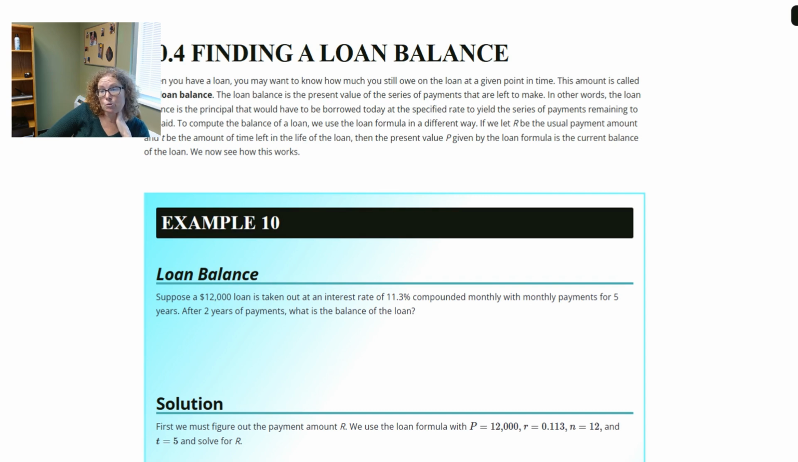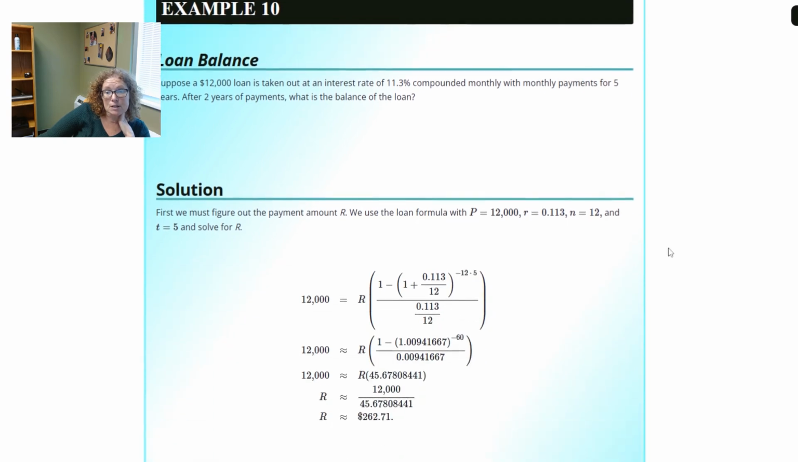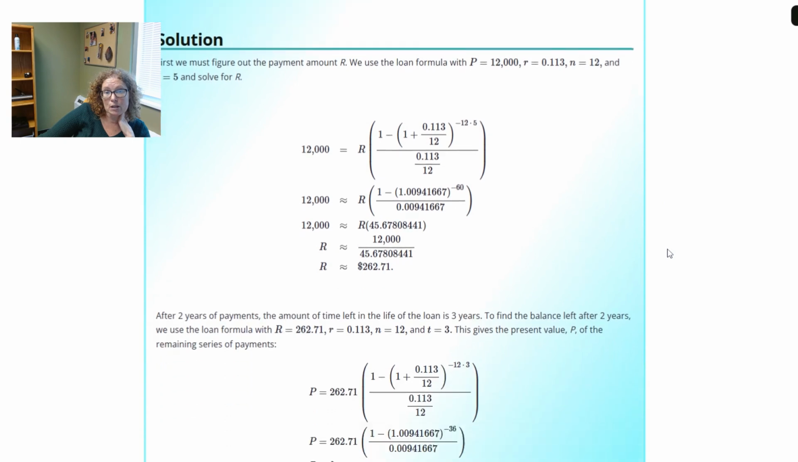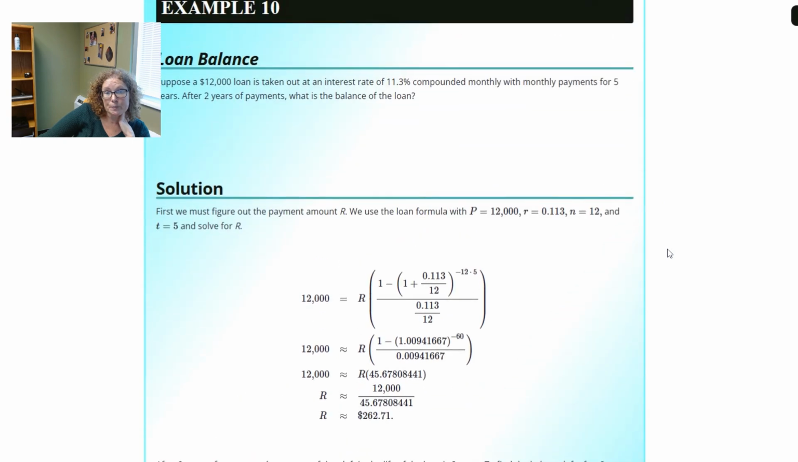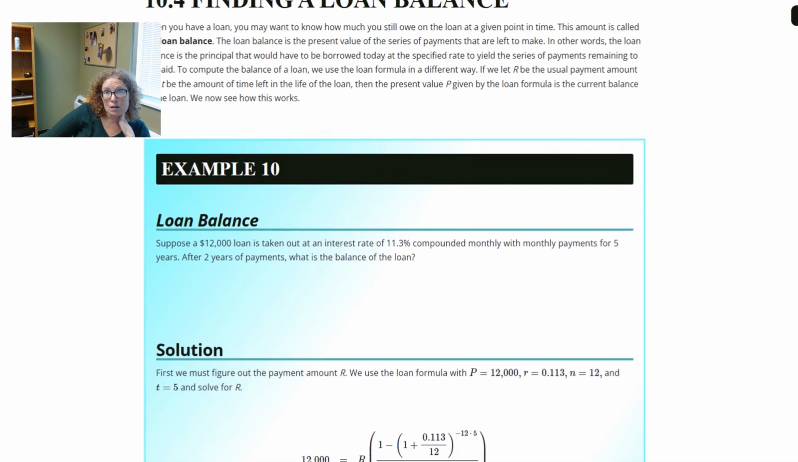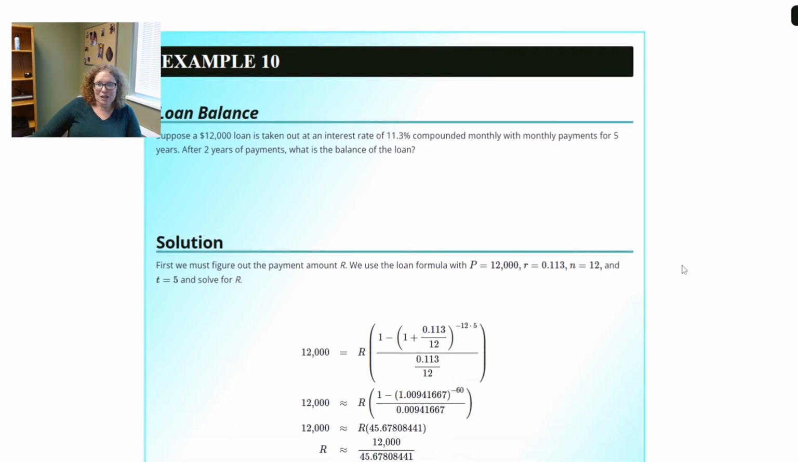So, finding a loan balance, we want to know what a particular balance is at a particular point in time. This can be used when we want to have a payoff. And so we can get really specific, because if you call the company and say, I want a payoff amount, it's usually different than what you owe. And it might be because they're compounding it in different ways.